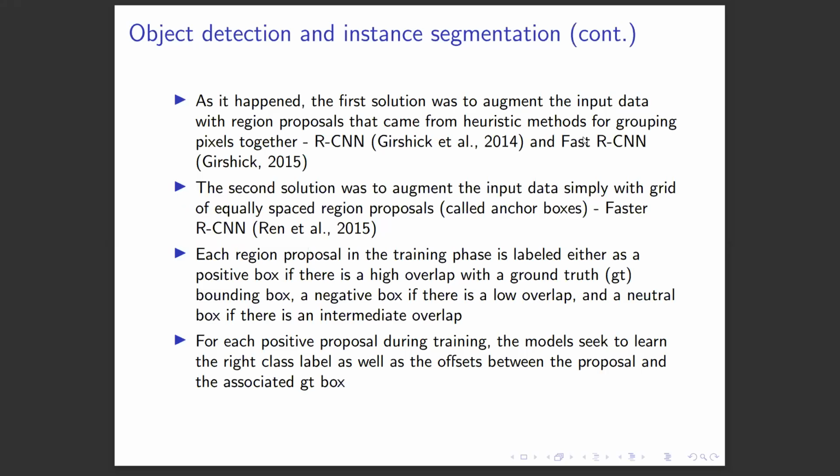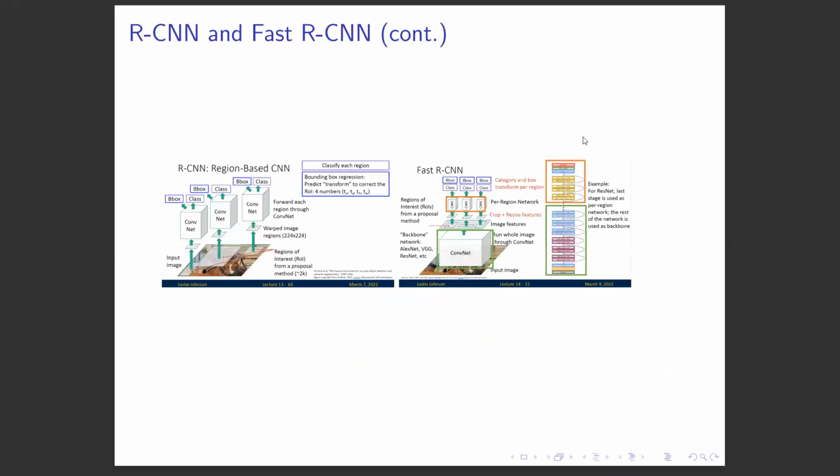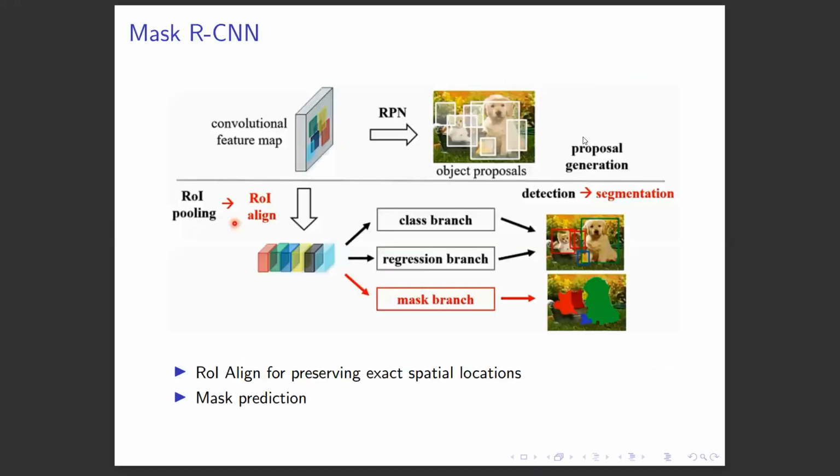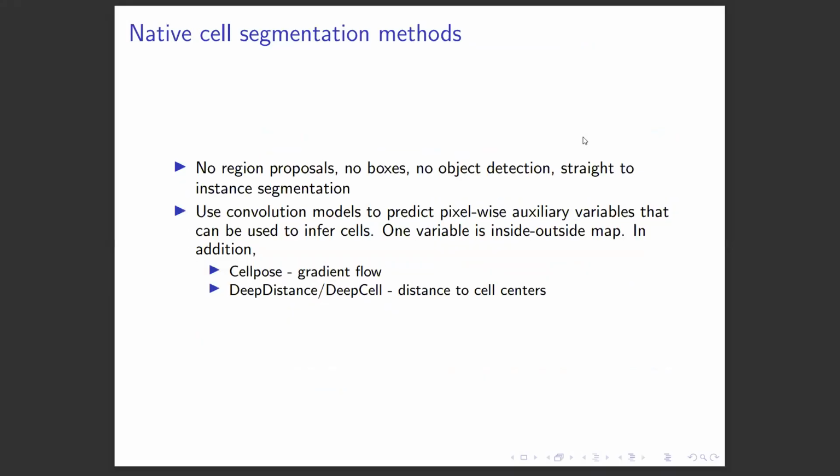So there was a 10-year window when people were doing crazy work on this. You have RCNN, a year later you have Fast RCNN, a year later you get Faster RCNN. It's not very creative, but it's easy to understand. I'm skipping over these. And then finally, you have Mask RCNN, which does the instance segmentation. On the other hand, we have these native cell segmentation methods. They don't do boxes. They go straight to instance segmentation.